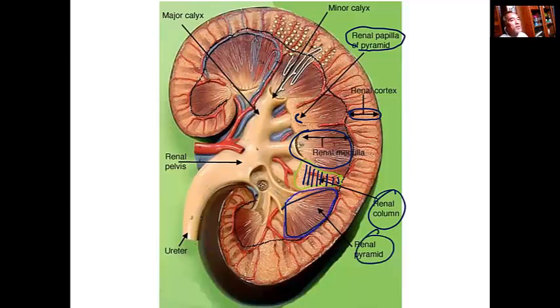Then we have the pyramids connected to the minor calyx. But remember, the papillae is the one that drains to the minor calyx. The papillae is the tip of the renal pyramids. Then it goes into the minor calyx, and from the minor calyx it goes to the major calyx. Then from the major calyx it becomes your renal pelvis, and from the renal pelvis it becomes the ureter.